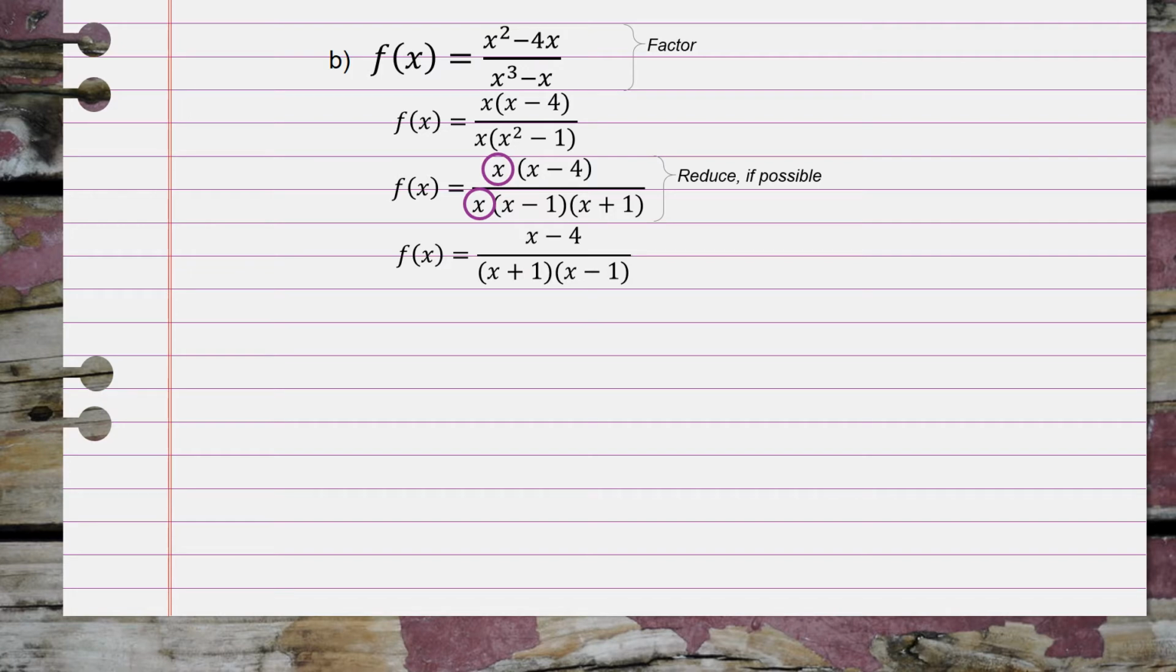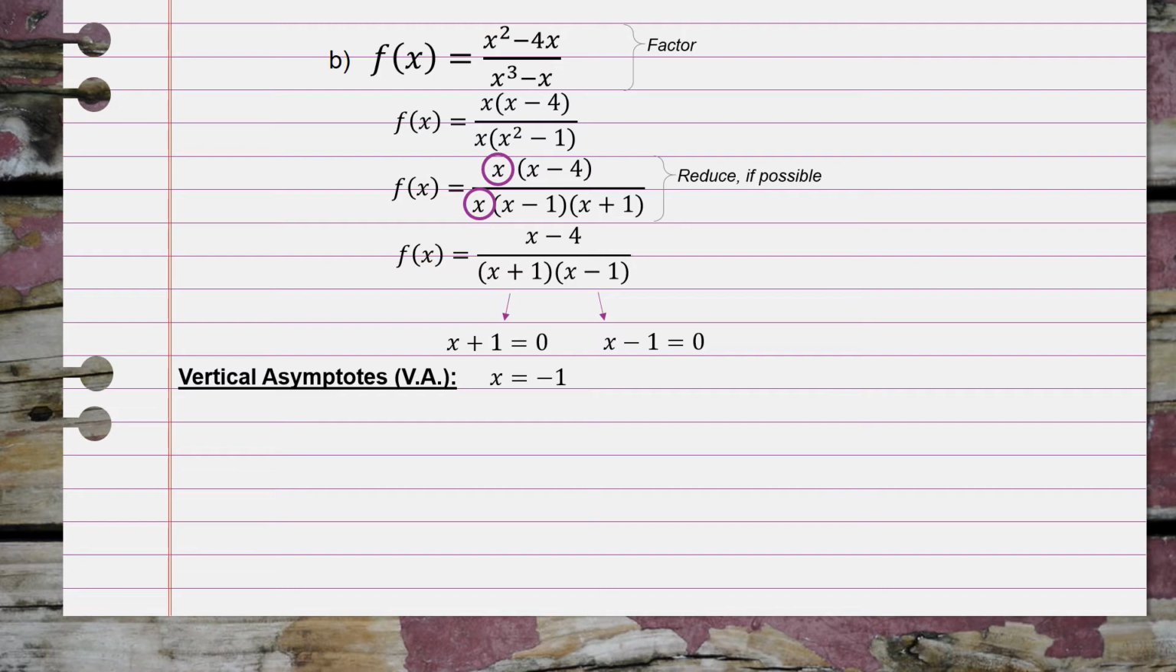Now in the reduced form, the vertical asymptote is any values that cause the denominator to equal 0. In the denominator, we have two factors, so we must set them each equal to 0. The results will give you the vertical asymptote. So x plus 1 equals 0 would tell you x equals negative 1.